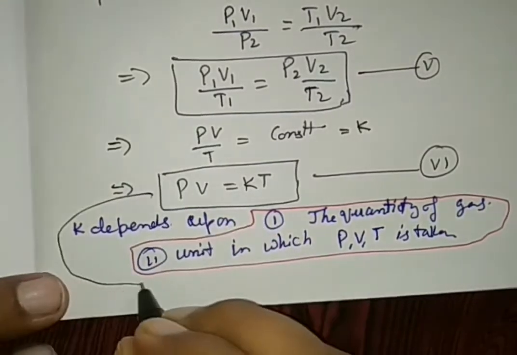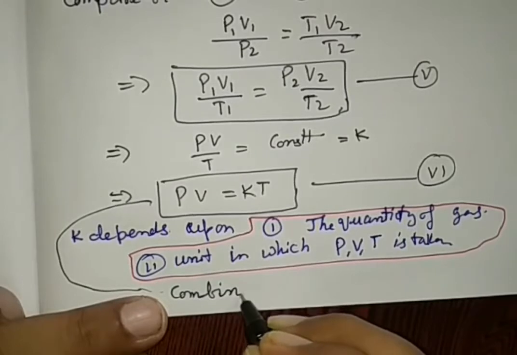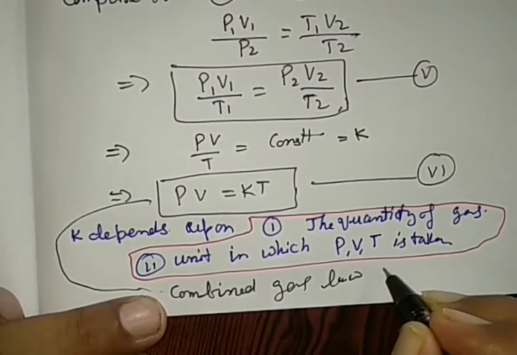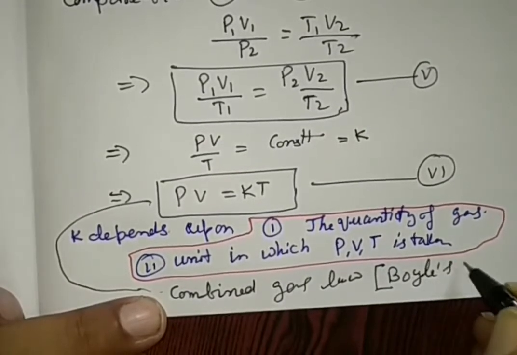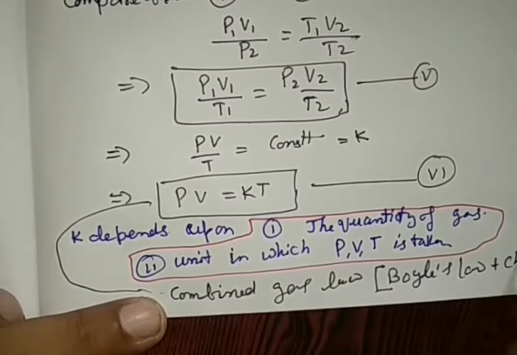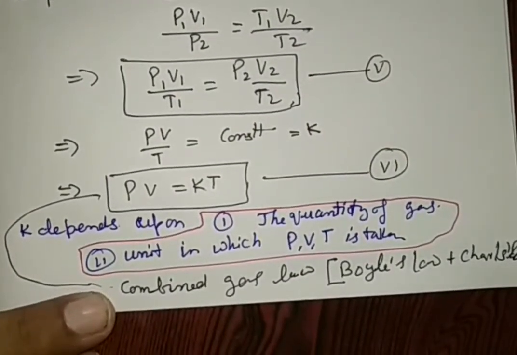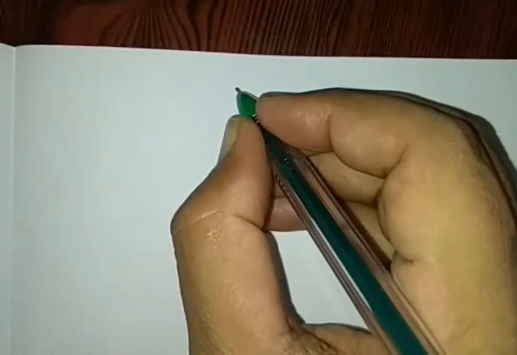And equation 6 is called the combined gas law. It is a combination of Boyle's law plus Charles' law. So it is a combination of both. Right? The rest of the thing we will see in the next one.